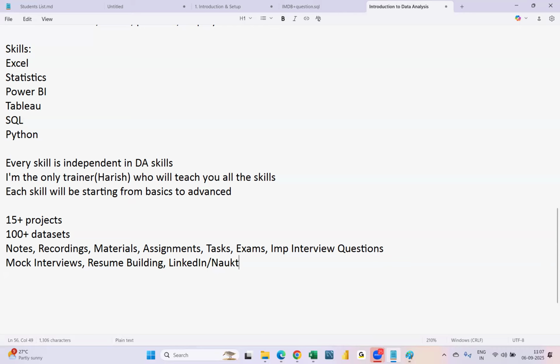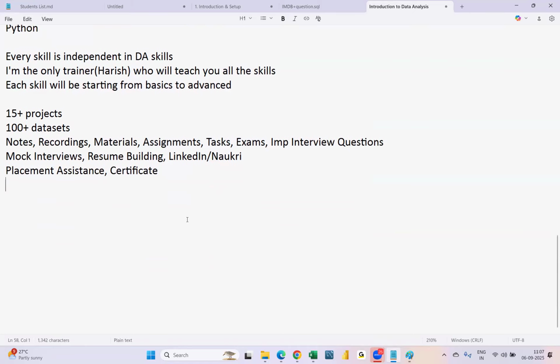Also, as I mentioned, placement assistance is going to be provided to you from our institute side, and the course completion certificate is also going to be shared with you. Apart from the course completion certificate, there are other certifications in data analysis, for example, Microsoft Azure certifications. Certifications are definitely going to help you a lot.